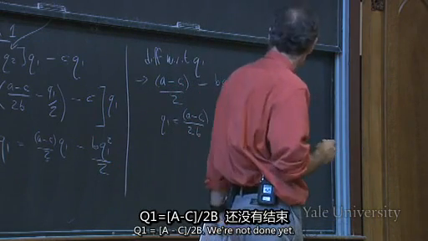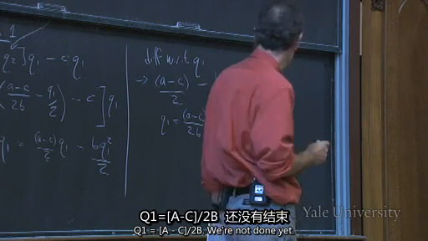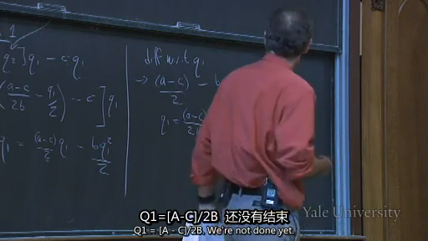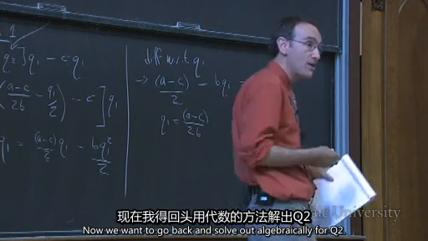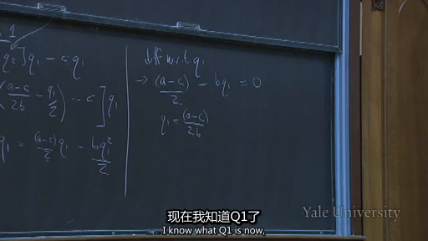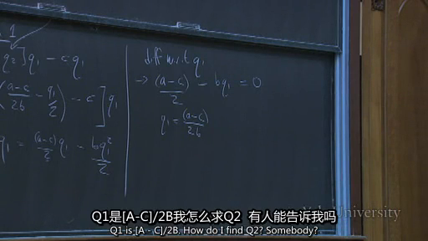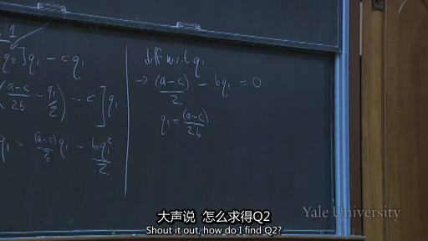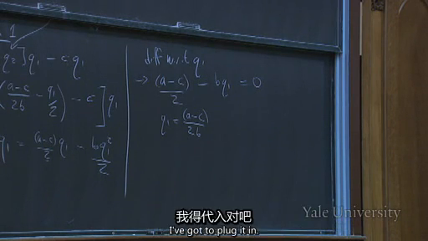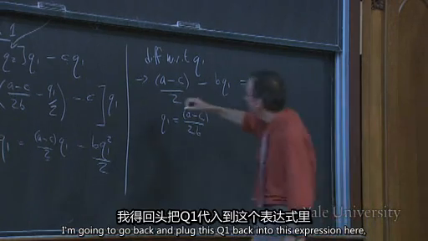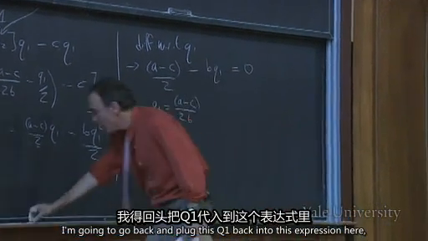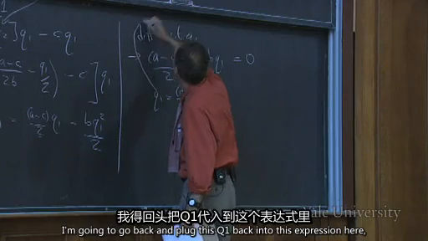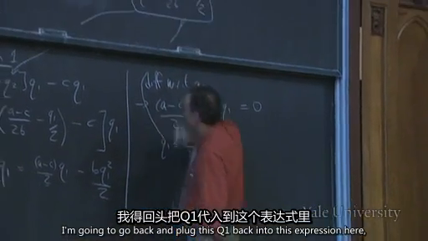Right? Q1 is (A minus C) over 2b. And we're not done yet. Now we want to go back and solve that algebraically for Q2. I know what Q1 is now. Q1 is (A minus C) over 2b. How do I find Q2? Somebody, shout it out. Yeah, I've got to plug it in, right? I'm going to go back and plug this Q1 back into this expression here.